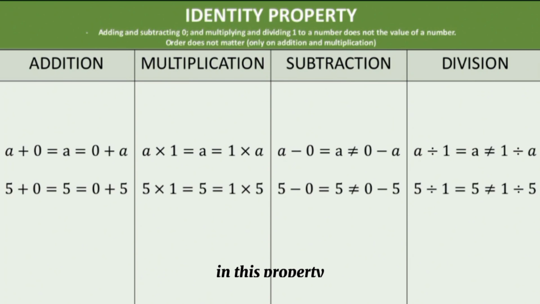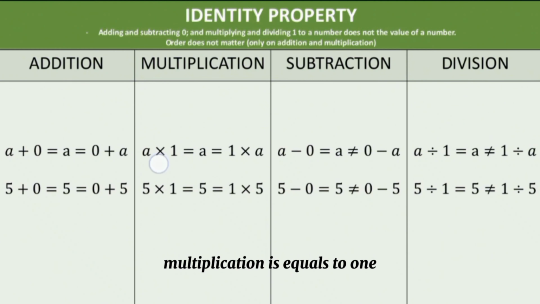So, this property applies only to addition and multiplication. In addition, a plus 0 is equal to a, which is equal to 0 plus a. In multiplication, we have a times 1 is equal to a, which is equal to 1 times a. So, the main point of this identity property is that the identity of addition is 0 and the identity of multiplication is 1.